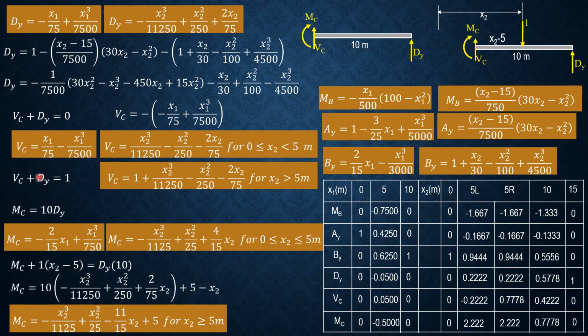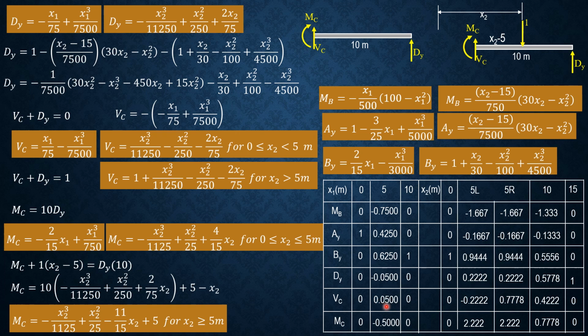DY when x is 5, here, you just substitute, you will get negative 0.05, or it is equal to 1 minus 0.425 minus 0.625. You will get negative 0.05 also. Then when x2 is 5 left or 5 right, you just substitute the value of x2 here, you'll get these values. Then similarly for DY, you'll get these values. Then V sub C, I'll explain V sub C and M sub C.